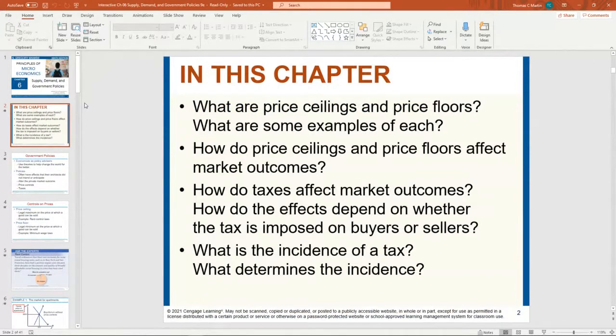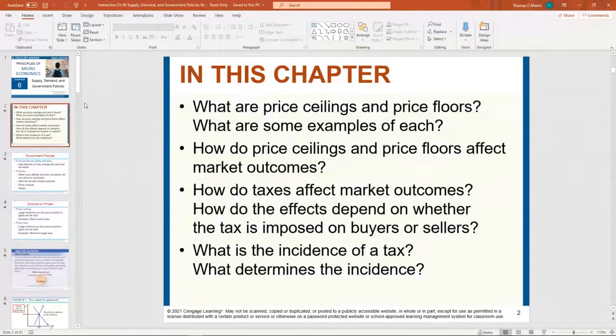the regular, traditional, or interactive PowerPoint, these are the four things that are going to be discussed in this chapter. These are the four things you need to know and understand when you get to the test. You need to know what price ceilings and price floors are, and examples of each. Price ceilings hold prices down just to protect buyers. Price floors lift the price up or support the price to protect sellers from unfairly low prices.